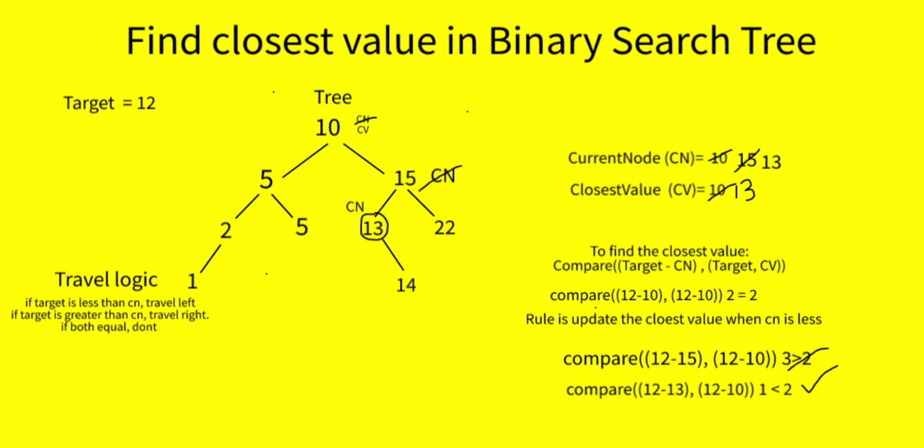So now let's again travel the tree. Since our target is less than 13, we can't travel towards the left any more because we don't have any more nodes. And our program ends here with the answer 13.